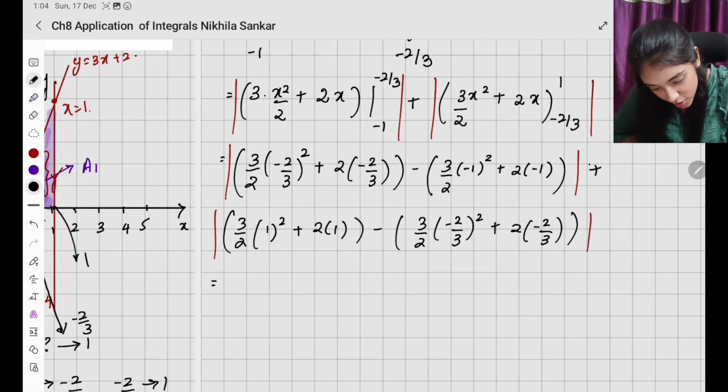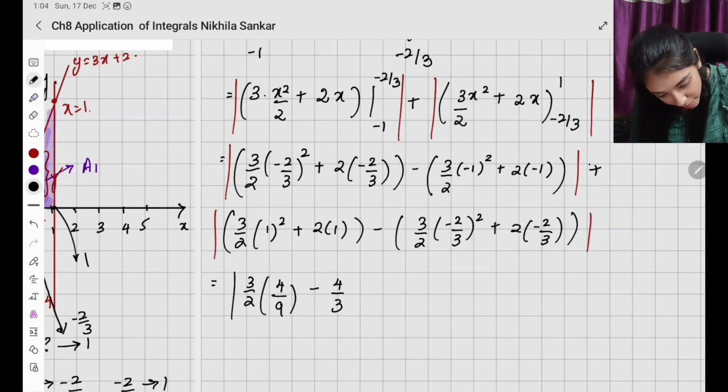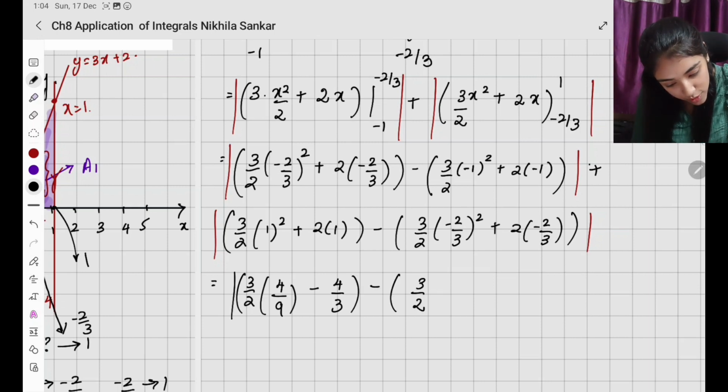Now if I solve the first term, what do I get? I have the absolute value of 3 by 2 times minus 2 by 3 the whole square, which is going to be 4 divided by 9, minus 2 into 2 is going to be 4. So I have minus 4 divided by 3. This is the first term. Okay? Minus the second term, which is going to be 3 by 2 into minus 1 the whole square plus 2 into minus 1. So this is going to be my second term. This is inside the absolute value.